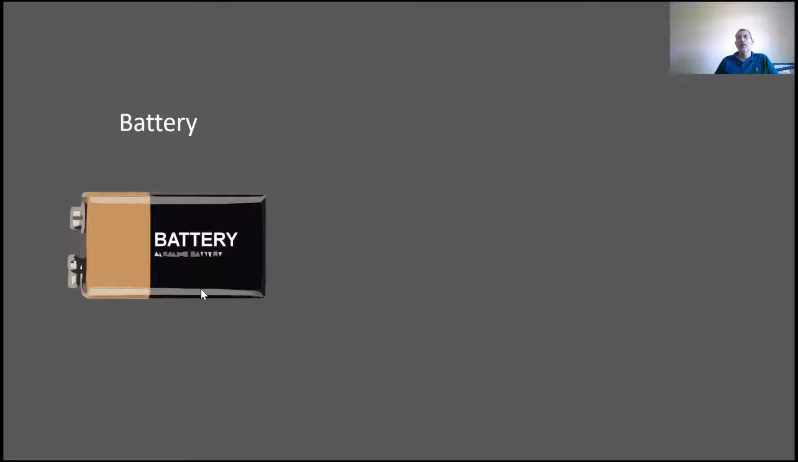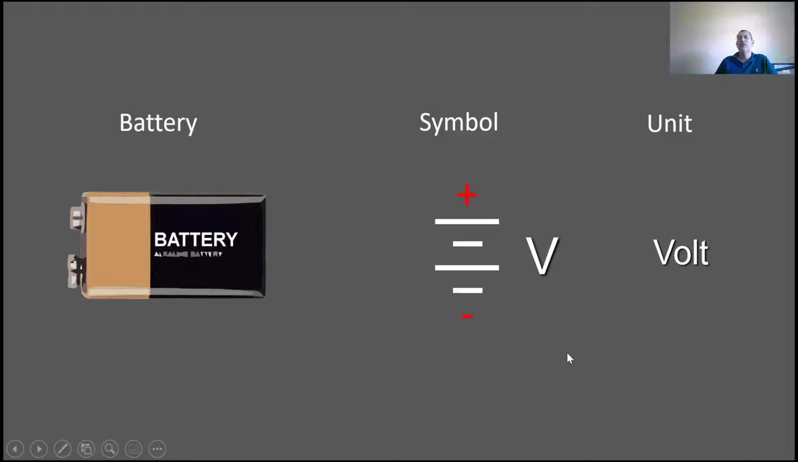A battery, we're going to be using all kinds of batteries, and the one we're going to be using in this project is a 9-volt battery. This is the symbol of a battery. It has a positive side and a negative side, and the letter V for volts. So the unit is volts.